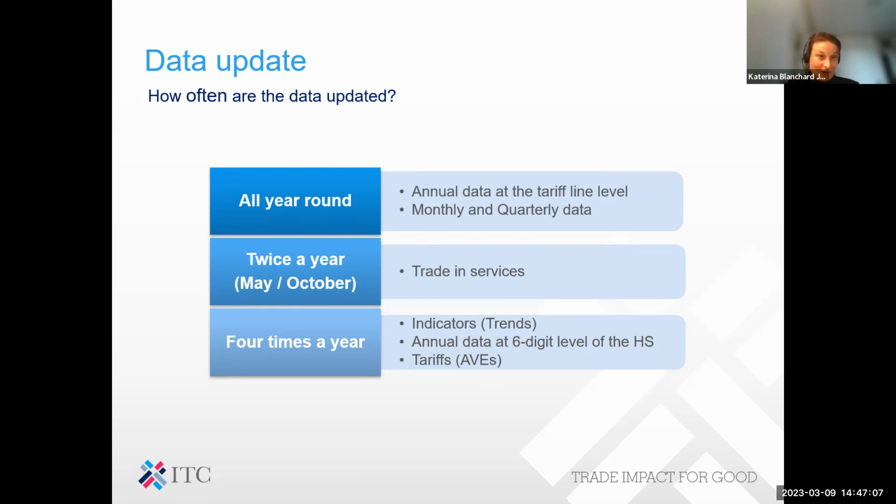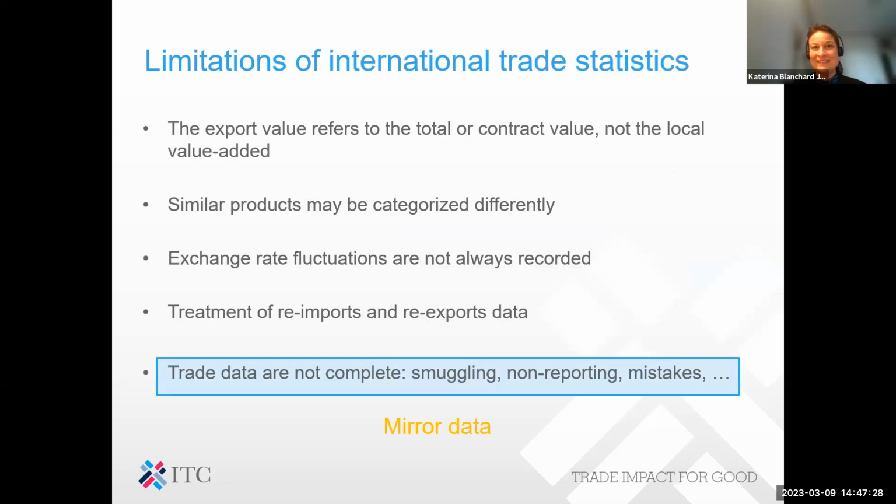Twice a year, in May and in October, we update the data on trade in services, and 4 times a year we update the data used for the indicators and the annual data at the 6-digit level of the harmonized system, plus the data on tariffs, but that is also sourced from other sources. So our team really works relentlessly on improving and updating the data. We are very proud of the quality of the data we produce.